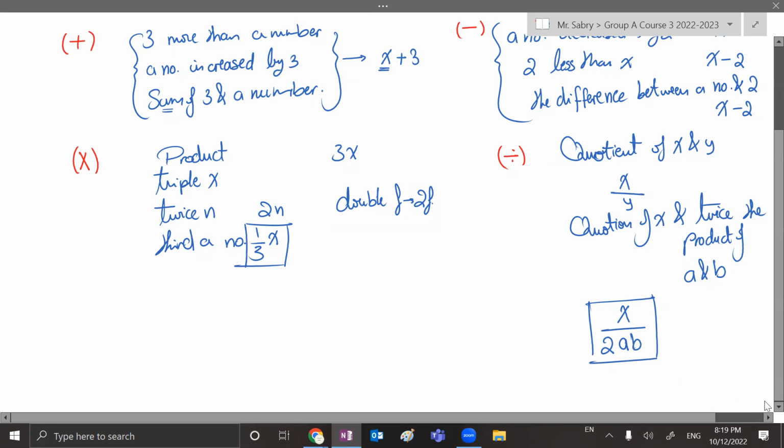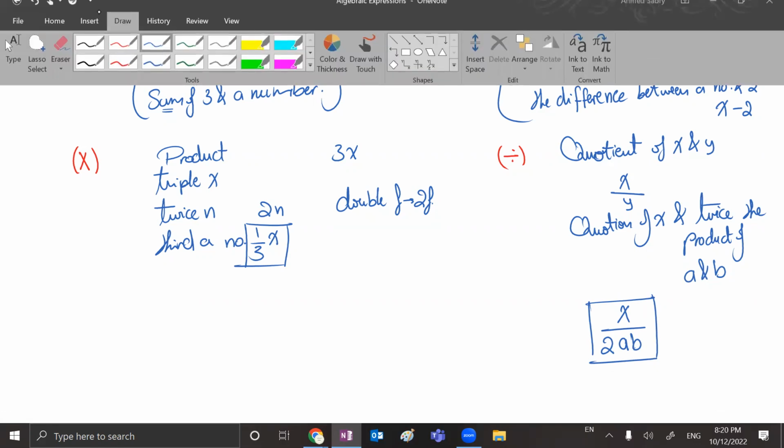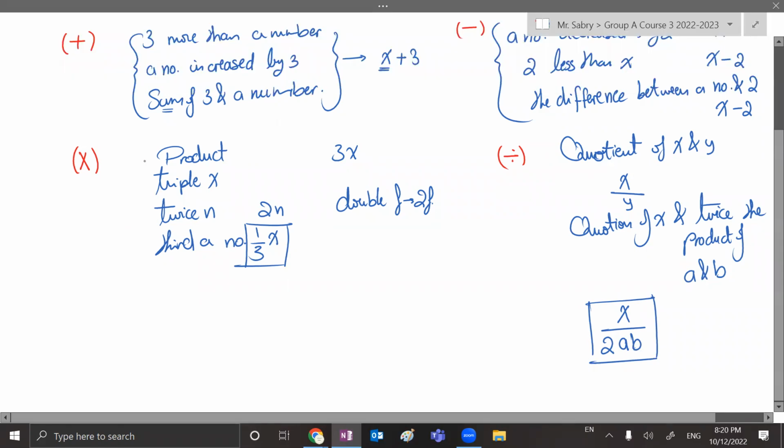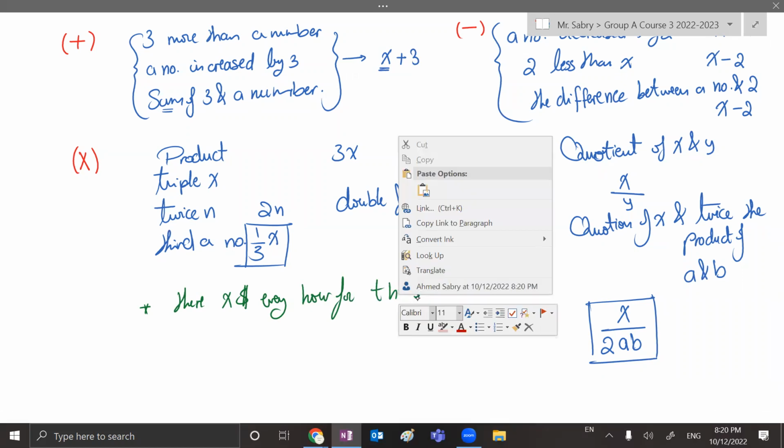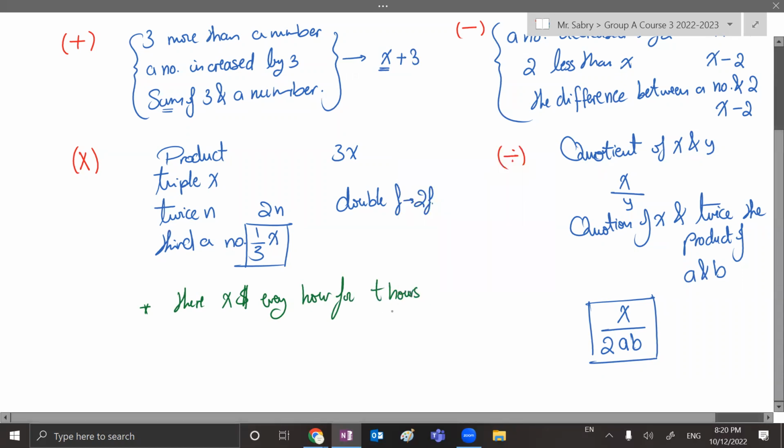Okay. Now there's another very important thing: words that are used to represent time. When I say, for example, there are X dollars every hour for T hours. Again, there are X dollars every hour for 10 hours.